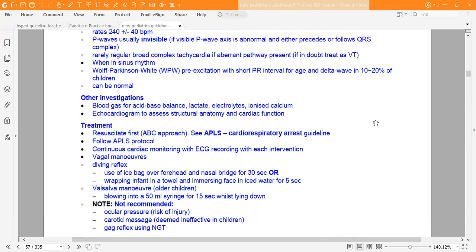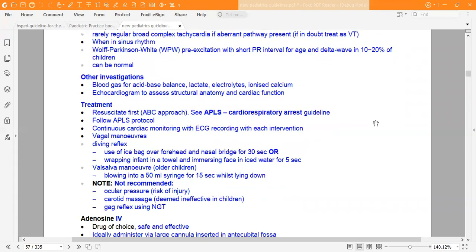What about the treatment? First of all, you have to think about resuscitation first. That's the ABC approach. And you have to check the cardiopulmonary arrest guidelines for advanced pediatric life support. You will follow that protocol. You will continue cardiac monitoring with ECG recording with each intervention you do. After the ABC approach, you may use the vagal maneuvers.